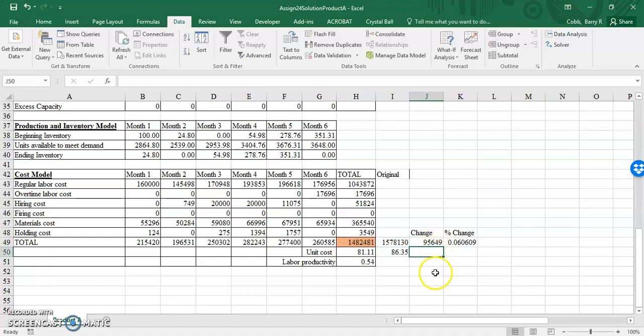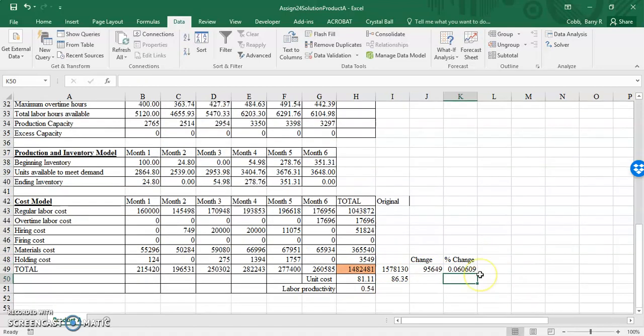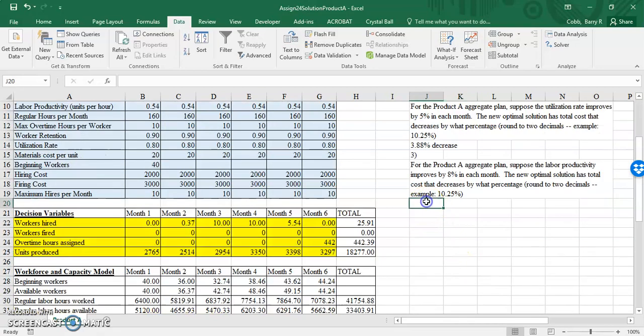So it's a change of 95,649. If we divide this change by the original amount, you can see that it's about a 6.1% decrease in total cost.